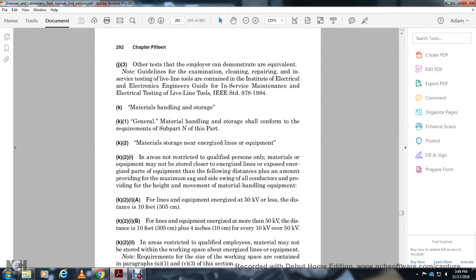Materials handling and storage, general. Material handling and storage shall conform with the requirements of subpart N of this part.